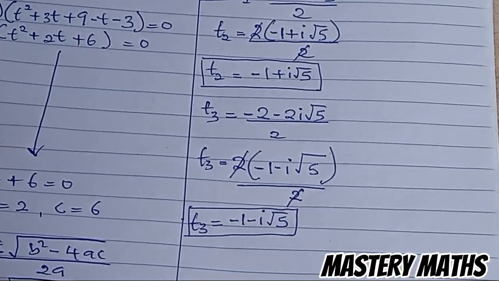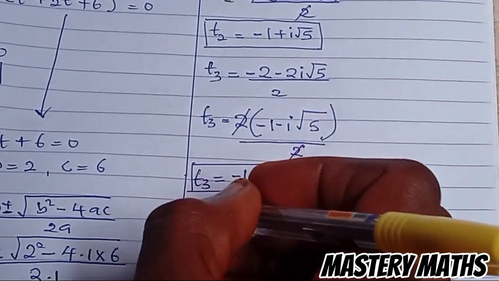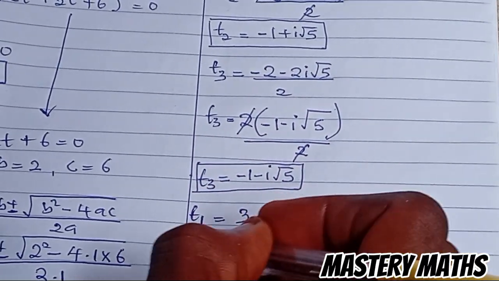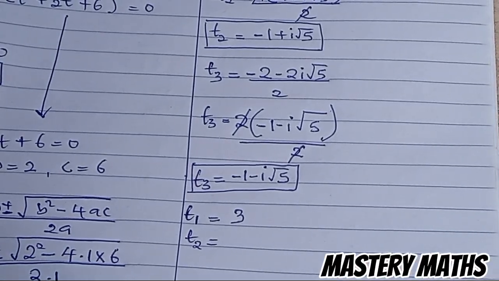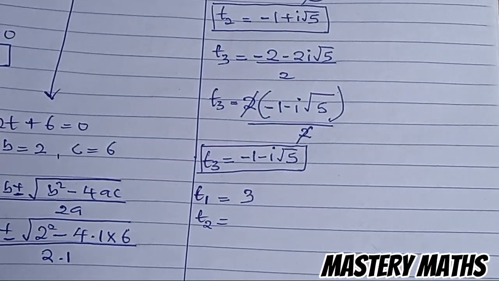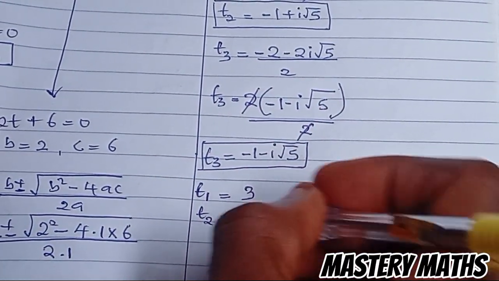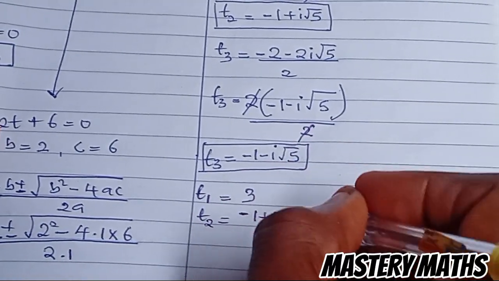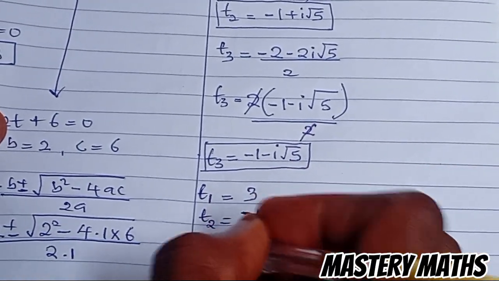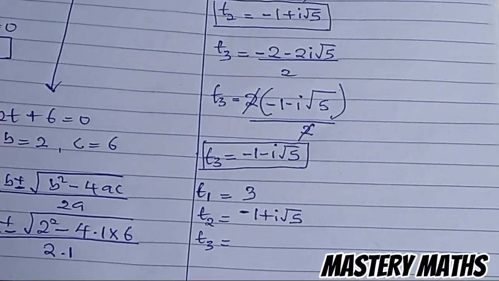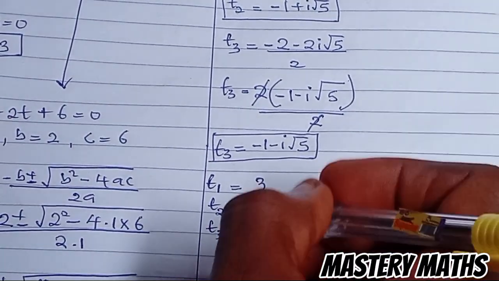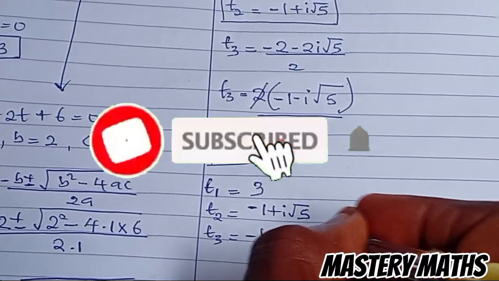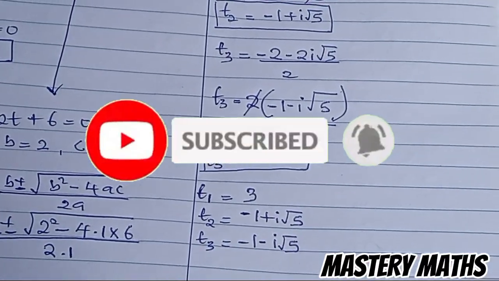Now what should we do? We need to combine all the answers we've gotten. You have your T1, which is equal to 3. Your T2, which is equal to minus 1 plus i root 5. Now your T3, which is equal to minus 1 minus i root 5, which is the answer.